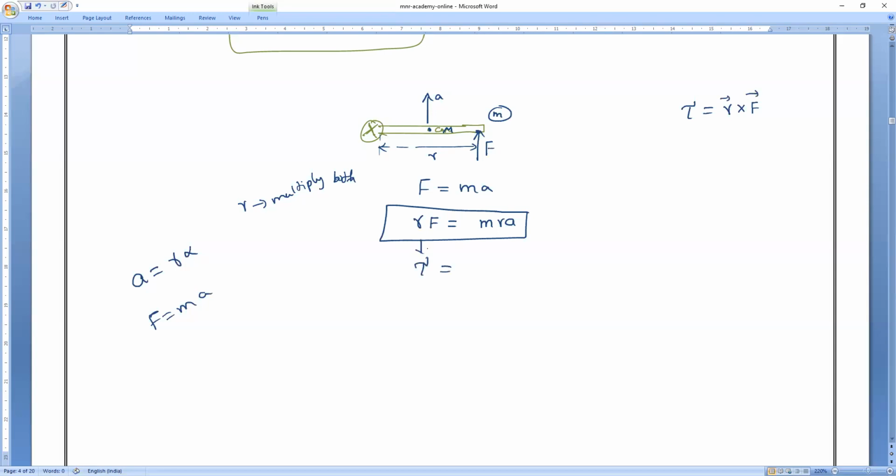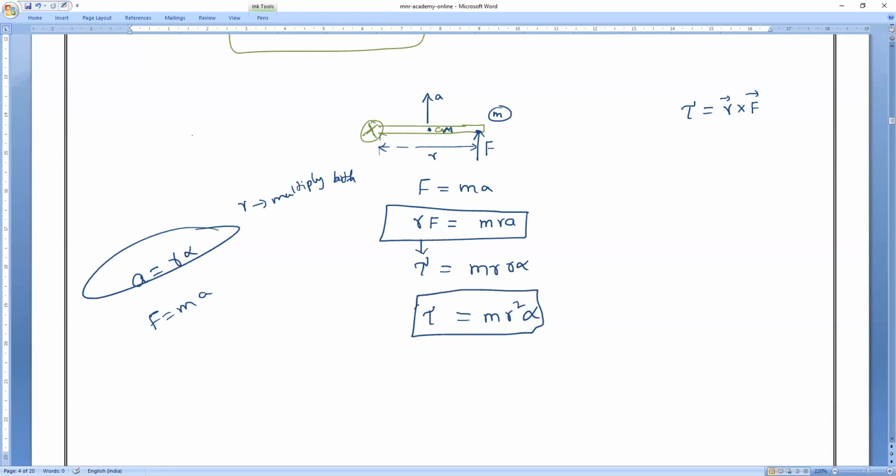So torque is equal to, now you can check it everybody, M into R and a means what? We all know that a means R alpha. So that is equal to M R square alpha, which is equal to torque. So this is the relationship, the torque formula: M into R square into alpha.